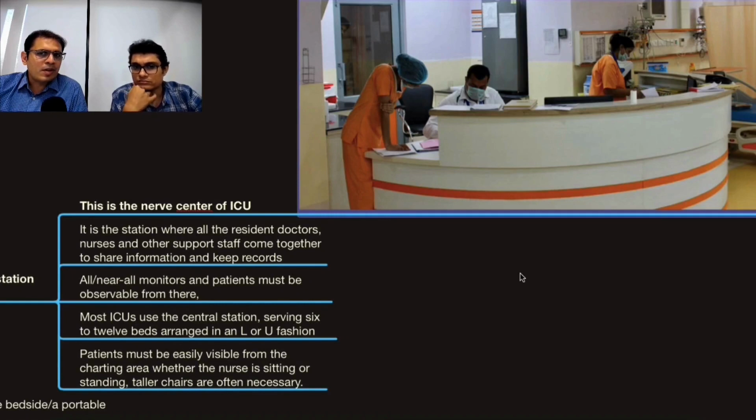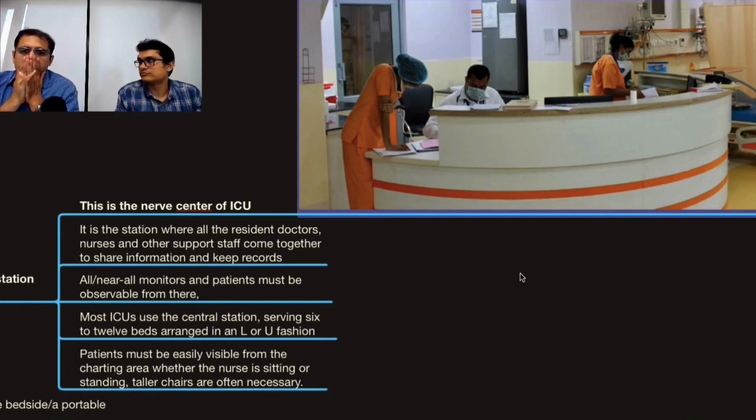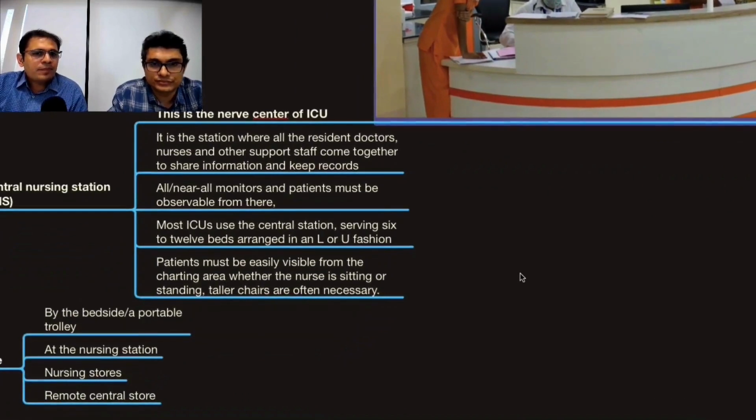So you cannot walk or be on your toes all the time. So senior nurses or even the doctors sit at the central nursing station. It's kind of a control system. It is the central control room of the ICU. And most of the ICUs have a central station.